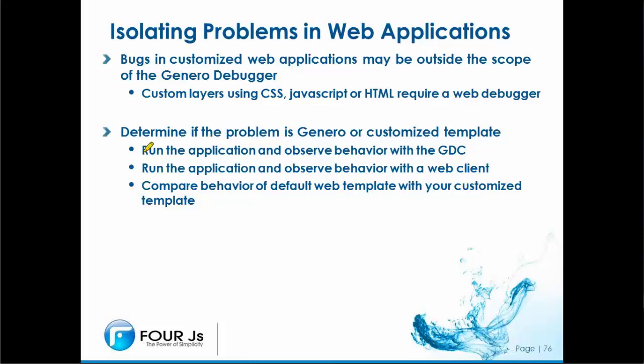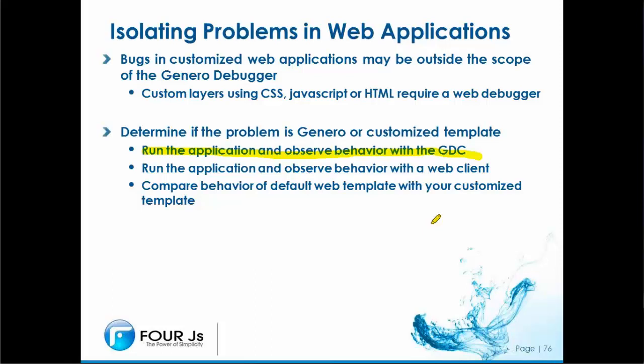So a suggestion is, even though it's a web application, you might actually try first running it when you have a problem and you suspect that it might be a customization problem. You might try running it with the GDC, the Genero desktop client, first, and see if the problem resolves itself or if the problem is still there. And if the problem resolves itself, right, there isn't a problem when you run it in the GDC, that does tell you something, right? It tells you that it's probably not a language problem, like a logic error or an application problem. It tells you it's probably something to do with the fact that it's a web application.